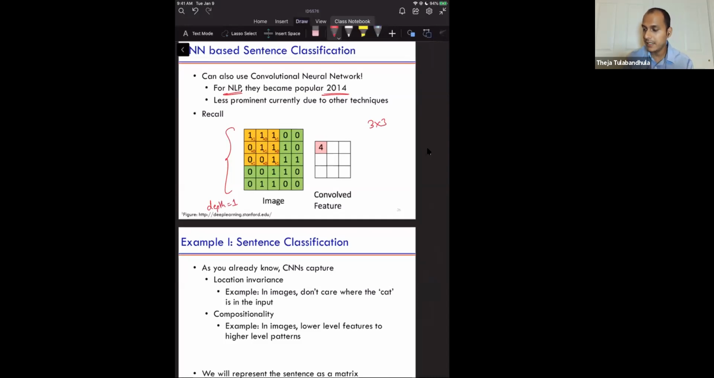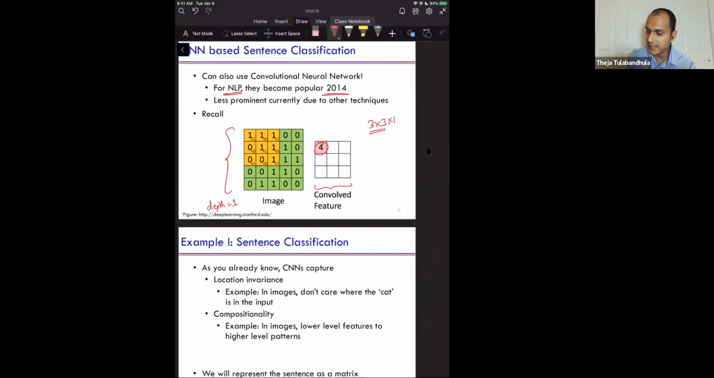For simplicity, our filter will be of the same depth as the input image, in this case depth 1. Let's say our filter is 3x3. Then every filter will produce one output matrix, right? So in this case, since the filter is 3x3, let's say it's at the top left. Then just element-wise multiplication, add up the output, and that's 4.